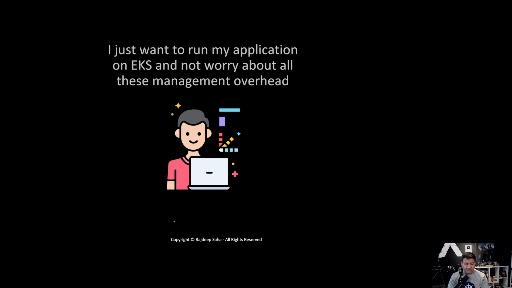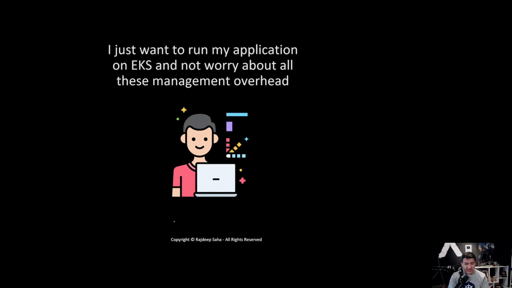So what if you just want to run your application on EKS and not worry about all this management overhead? I have my deployment manifest, and all I want to do is run that in a Kubernetes cluster where AWS manages most of the things. I only worry about my application. So this is how EKS Auto was born. Let's understand what EKS Auto is.